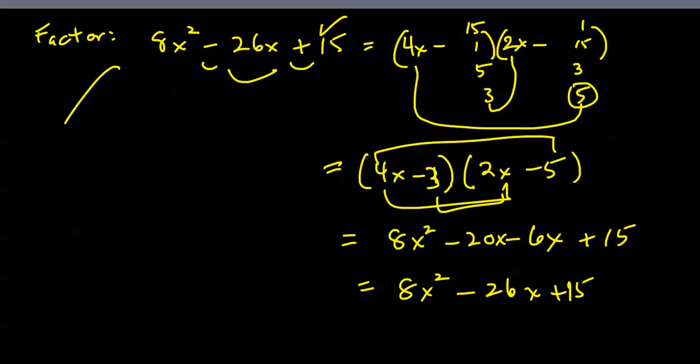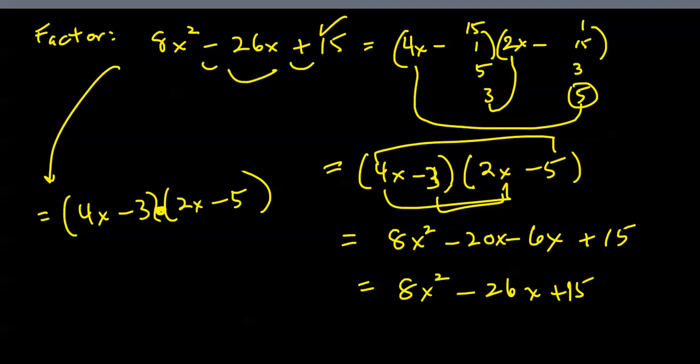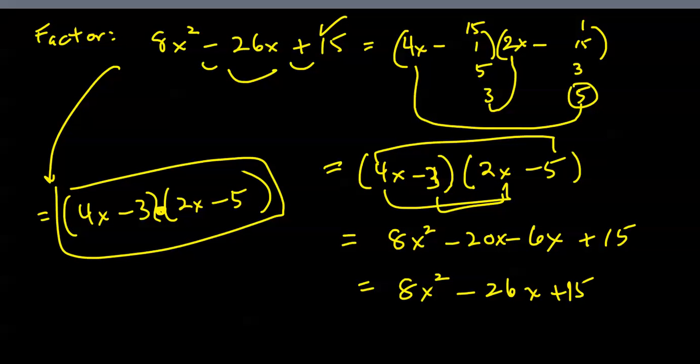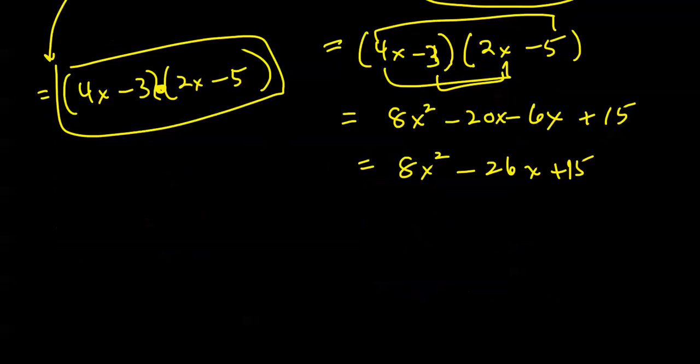Okay, so here's my final answer: 4x minus 3 times 2x minus 5. Okay, final, completely factored answer. These get a little nasty sometimes. Let's see if we can do better on this one.